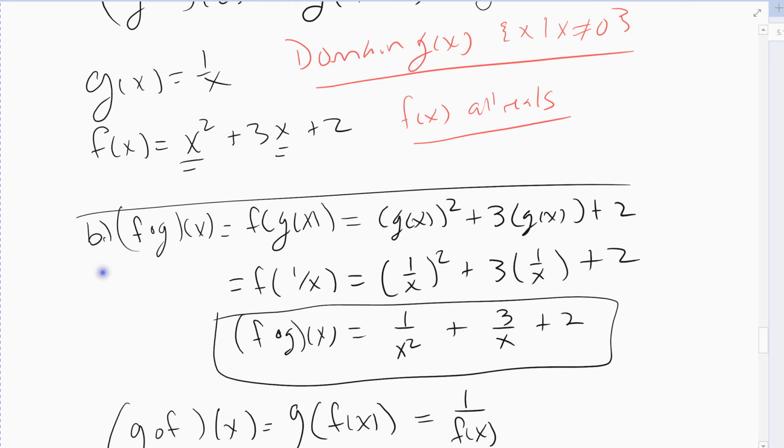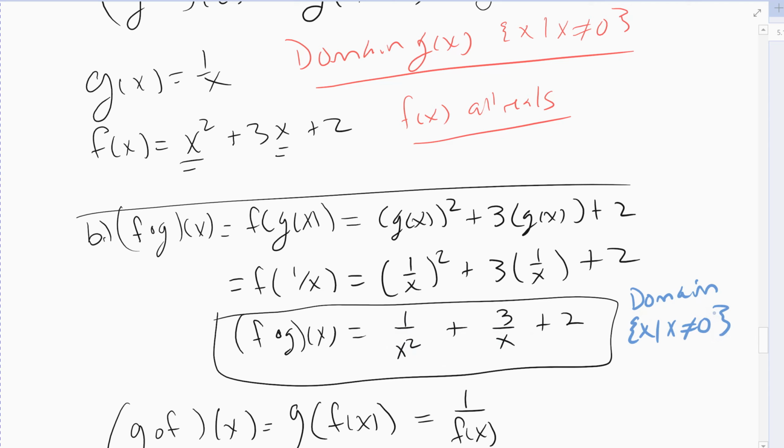And so for part B, f of g of x's domain, the input value I'm plugging in, I can't get 0. As it turns out, that's the same thing for the output value. I can't get 0 in the function that we got as the result because I've got x squared, which will give me division by 0. And so it's the same domain. This also has a domain of every x such that x cannot be 0.